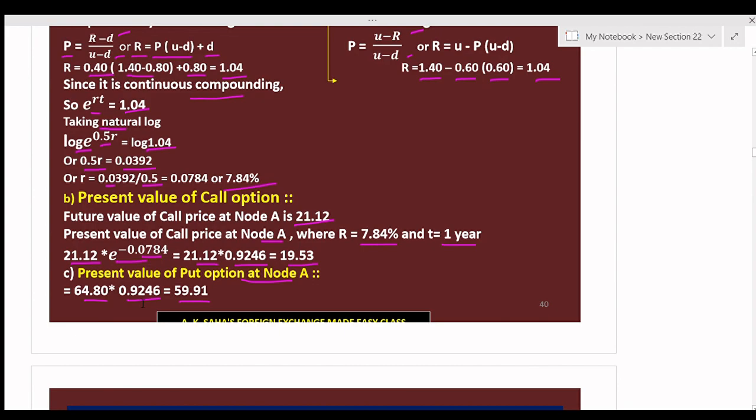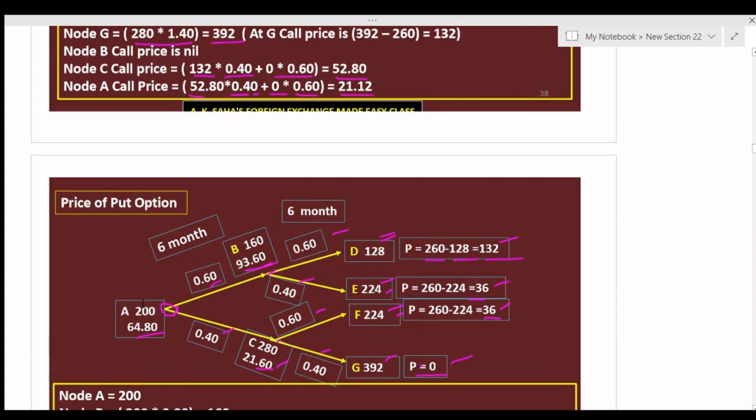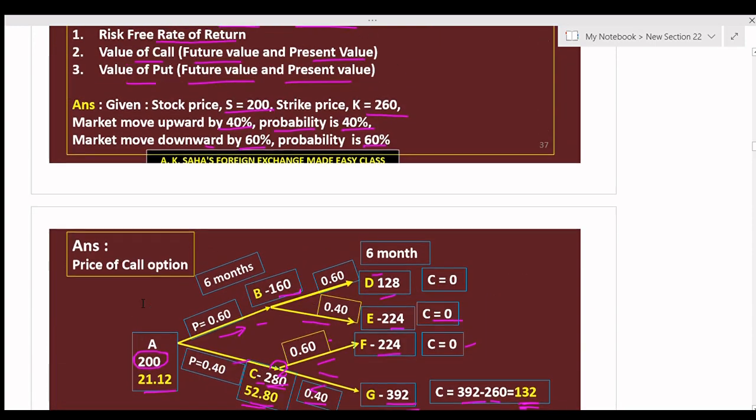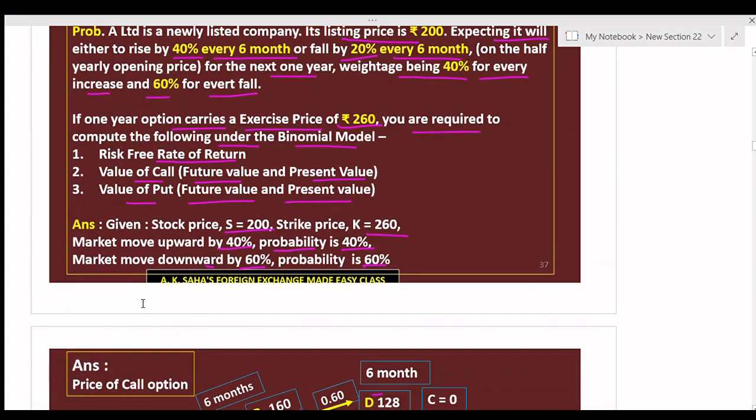Here, put value is higher because it is in the money for the put option. The question is given here: K is equal to 260. You see, K is equal to 260 and the stock price is 200. So it is OTM for the call option and ITM for the put option.